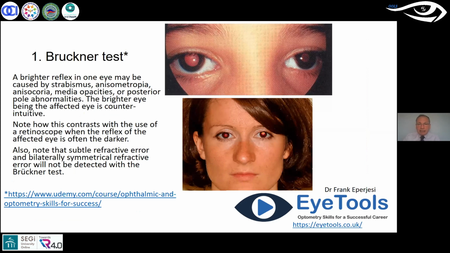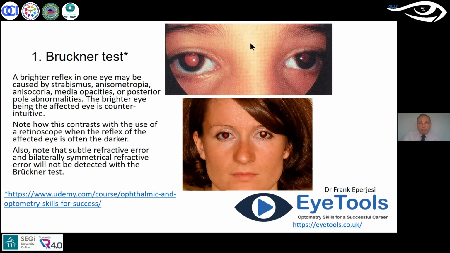This is a test I do very early on. After I've done the history and symptoms, if I realize there could be a communication issue or a cooperation issue, I reach for my ophthalmoscope, not to look at the retina, but to carry out this test by looking at the pupil reflexes. And I'm looking for equality of brightness.